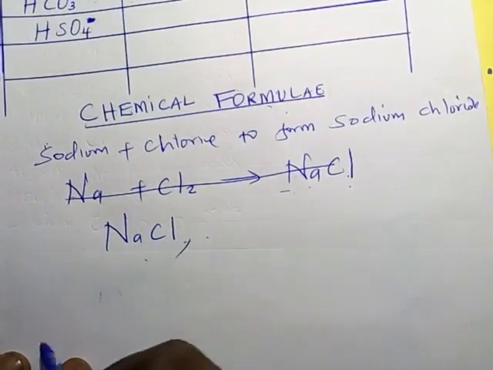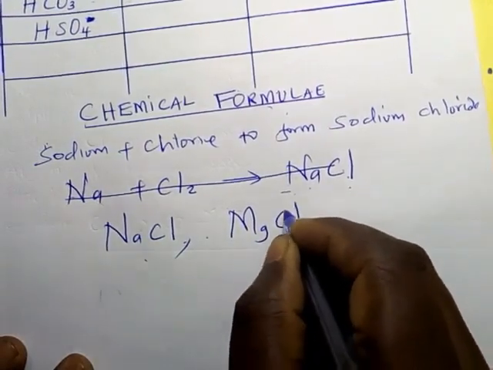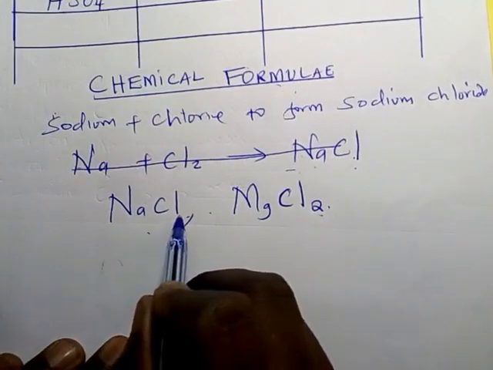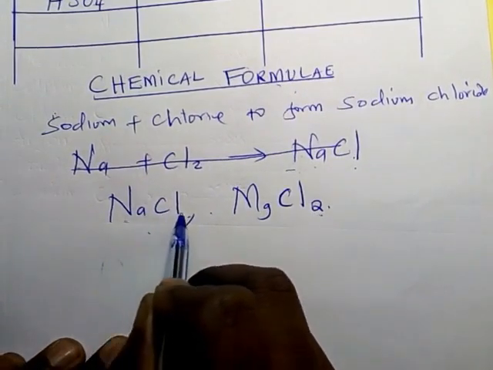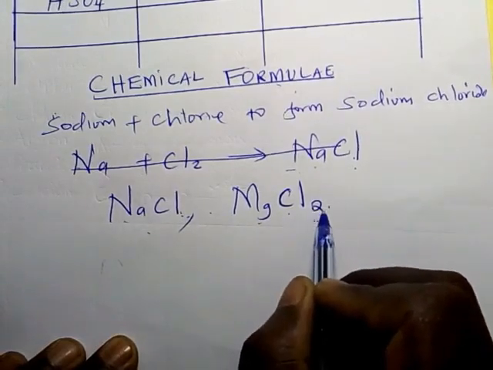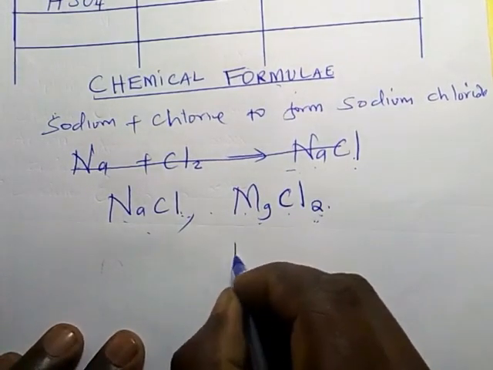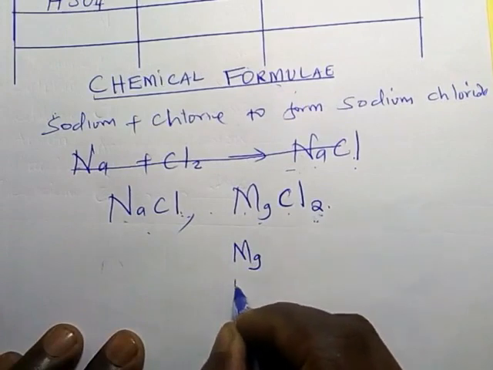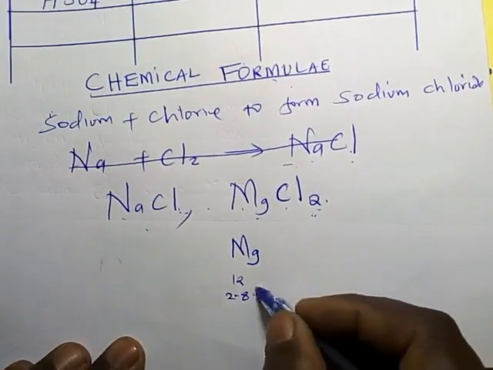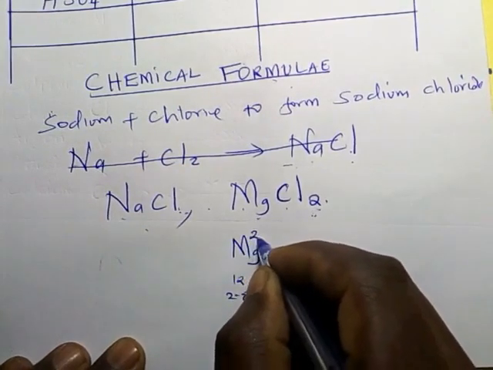Why? Let me write another one. If I write here magnesium chloride, I'm going to put it to here. But for sodium chloride, I didn't put a 2 for chlorine. But for magnesium chloride, I have a 2 here. So why did I do that? I know that magnesium is atomic number 12, electron configuration 2, 8, 2. Therefore, how does it react? It reacts by losing 2 electrons, so it has a valence of 2.